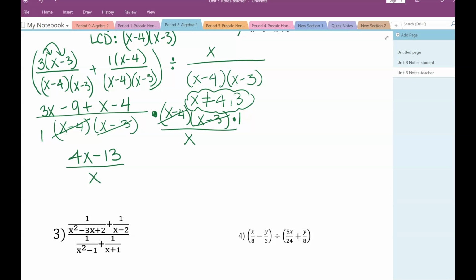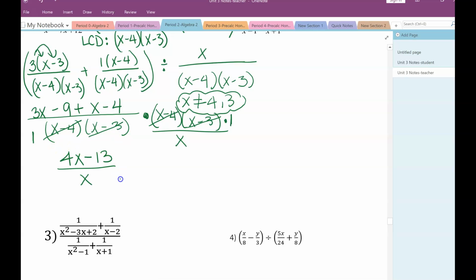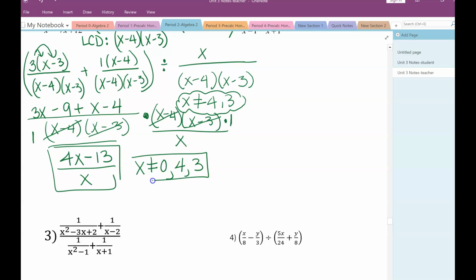Okay. Can I box that up? Because that's as low as we can reduce. But guess what I forgot? My restriction. I have 2 restrictions already. I should have 1 more, right, guys? Yeah. My last restriction is this denominator of x. That means x could never ever be 0. So we have 3 total. X can't be 0, x can't be 4, and x can't be 3.